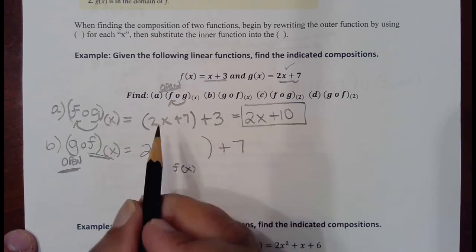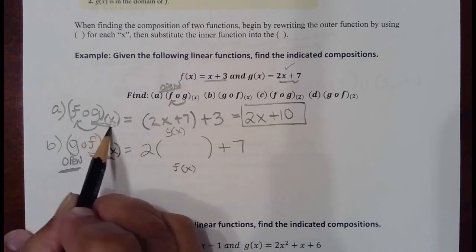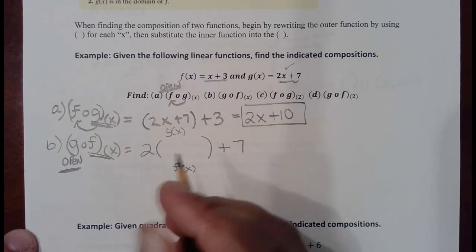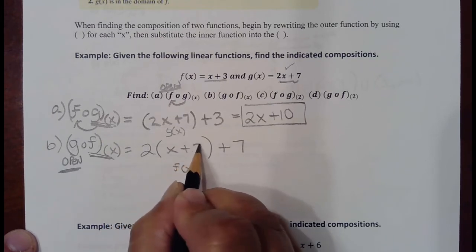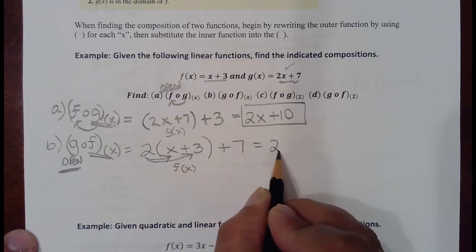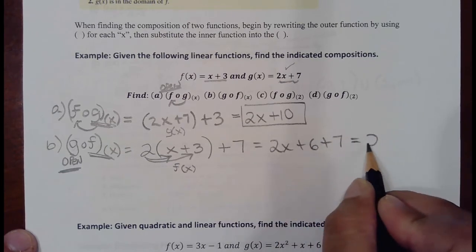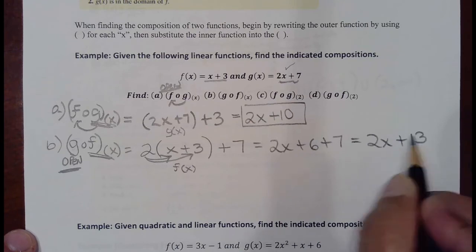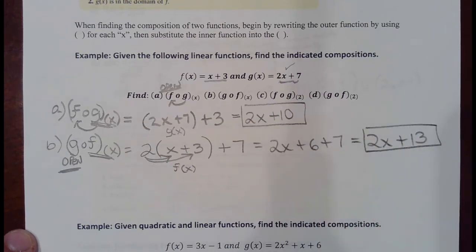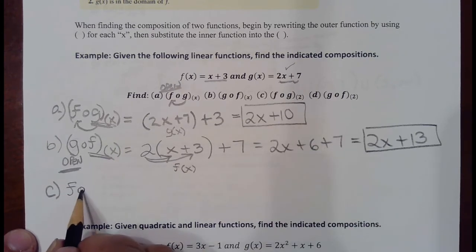Now you're being asked to use the compositions that you got in parts A and B and evaluate them at a certain value, and that would be 2. So you say take your f composed of g answer and evaluate it at 2. Our f composed of g answer is 2x plus 10, and if you're going to evaluate a function at a number, that means plug in the number for x. So here you get 2 times 2 is 4 plus 10, 14. So when you're evaluating at a specific value, you are plugging that number in.